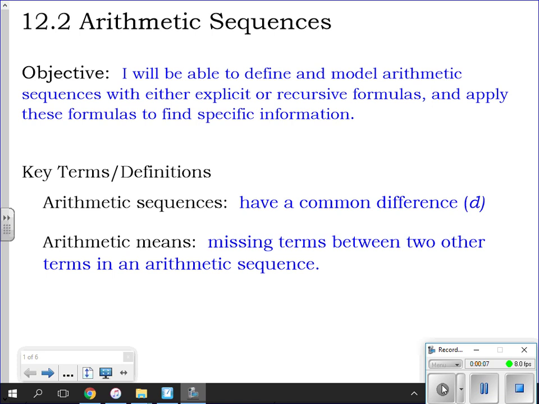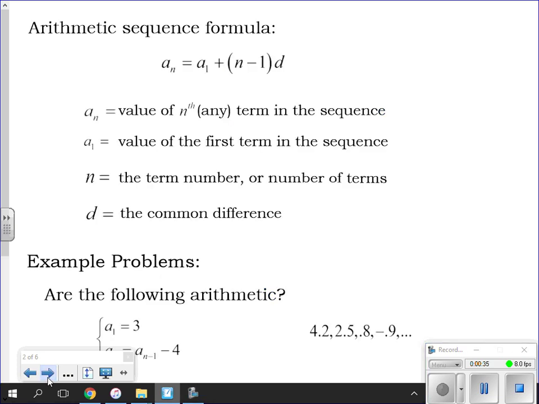Key terms: arithmetic sequences have a common difference, D. That means we're adding or subtracting to get to the next number. Arithmetic means are the missing terms between two others in an arithmetic sequence. When you're finding the average, that is kind of like doing the arithmetic means. You can find the arithmetic means or any number of terms between them. So we'll look at that one a little bit closer.